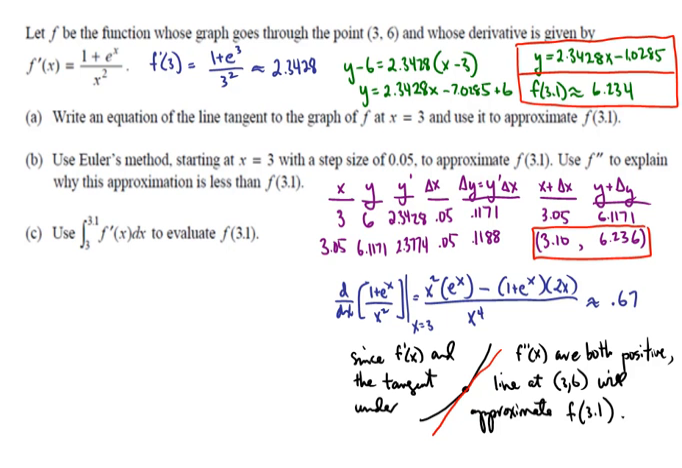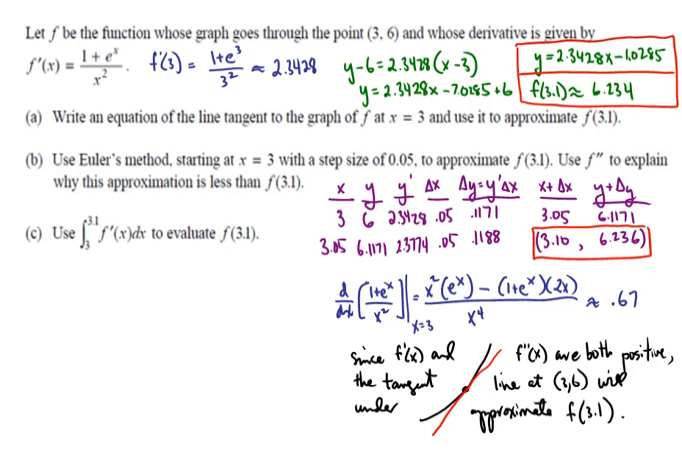In this video, we'll wrap up this exercise on Euler's method with Part C. Part C says use the integral from 3 to 3.1 of f prime of x to evaluate f of 3.1.